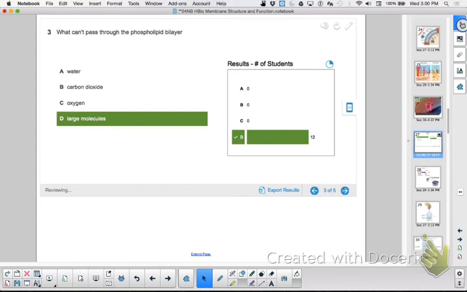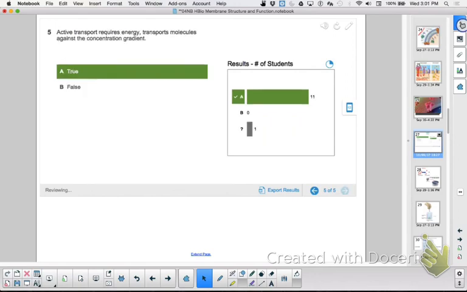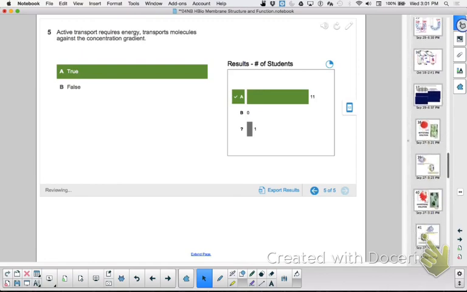What can't pass through a phospholipid bilayer? Large molecules, large in charge. Oh my gosh, we could have had so many. Passive transport does not require the input of energy. Good job. Active transport requires energy. It goes against the concentration gradient. Excellent. Let's see if I have another one.